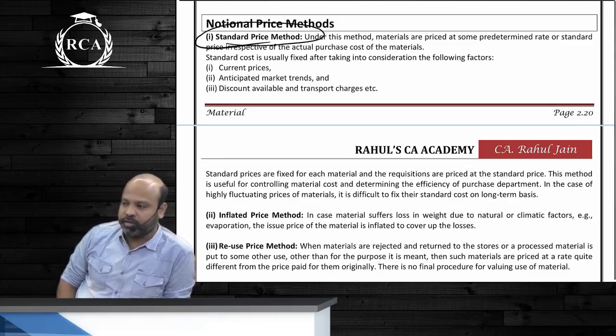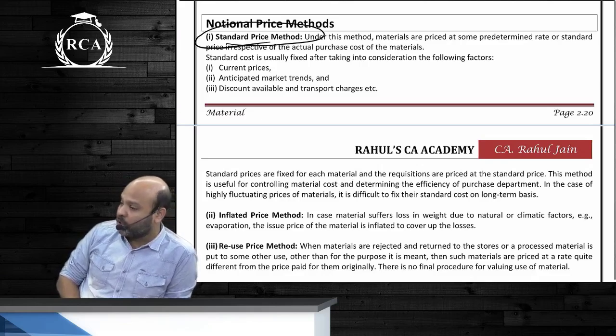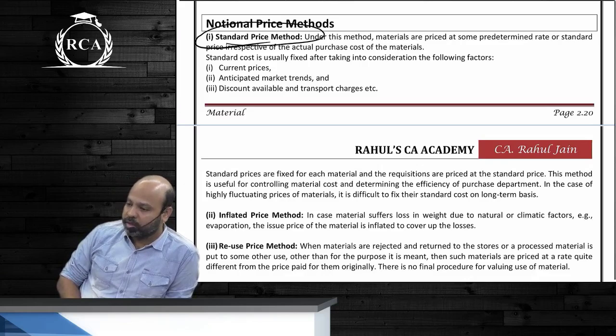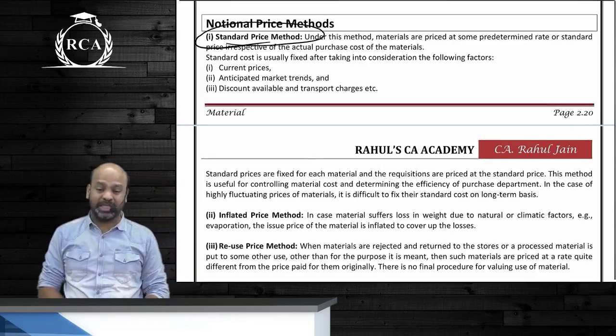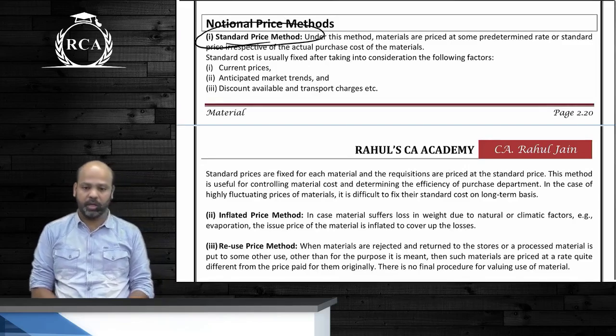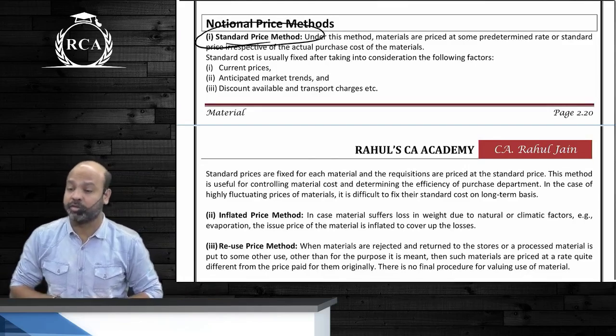So let's say that you fix a standard cost of 10 rupees per unit. You actually buy the raw material at 12 rupees per unit. So if an organization follows standard costing, though the raw materials are being purchased at 12 rupees, they will be issued at 10 rupees. For the purpose of cost, you will have to include a standard cost of only 10.